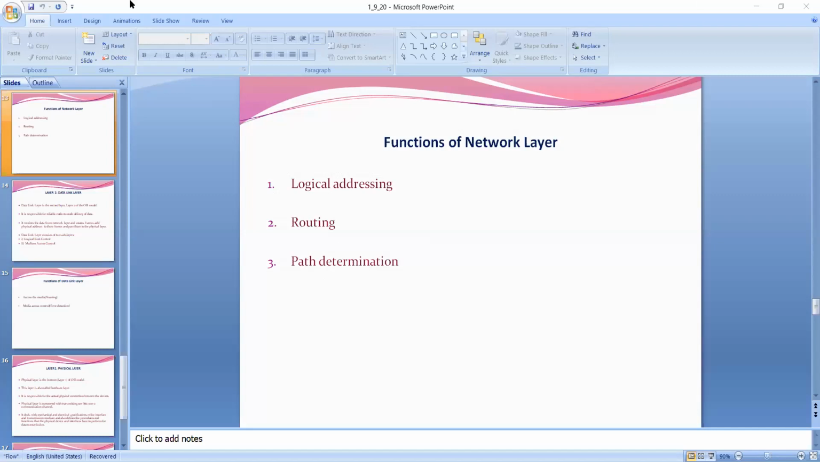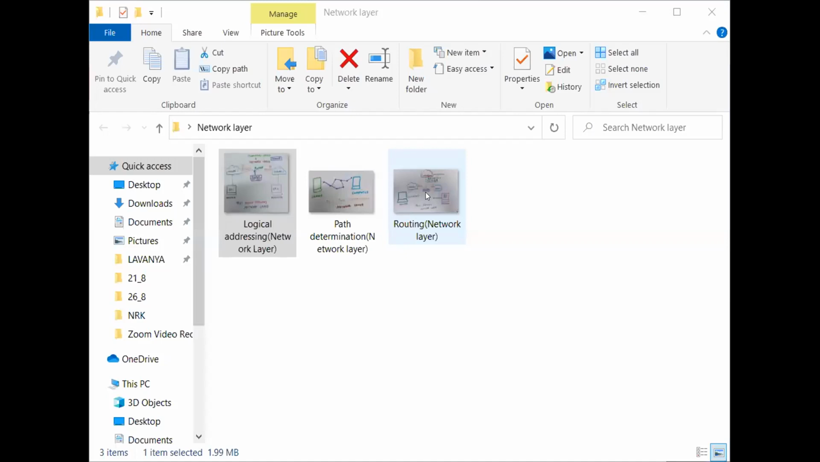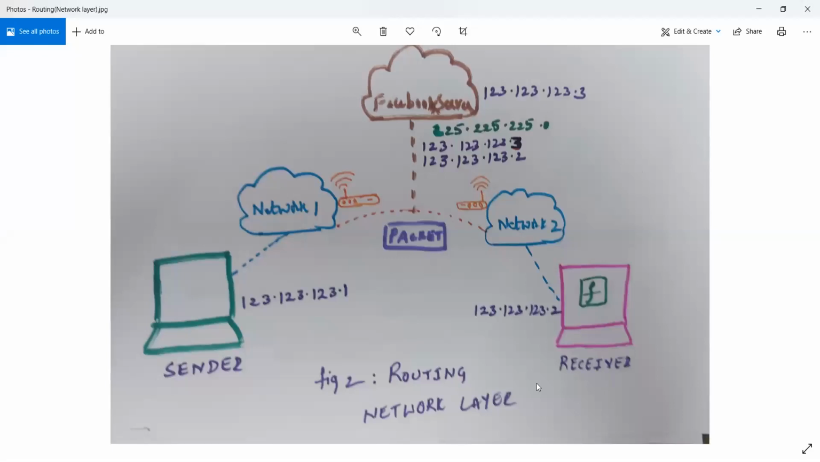Again, I will explain this with another diagram. Okay, so this is routing. This routing function is the second function performed by the network layer. So listen carefully. Here also there is the sender. The sender is connected to network 1 and the receiver is connected to network 2.